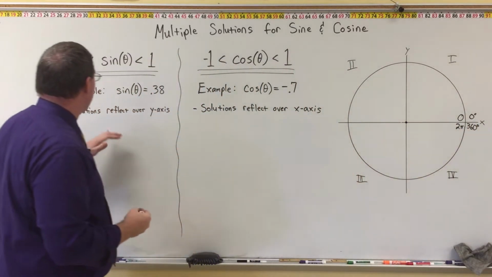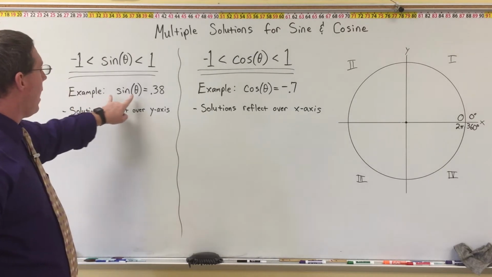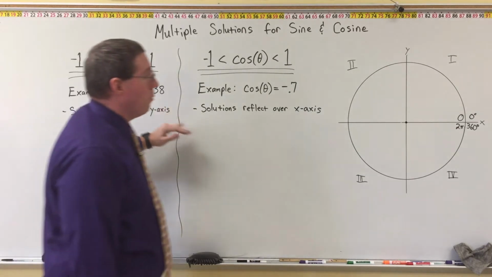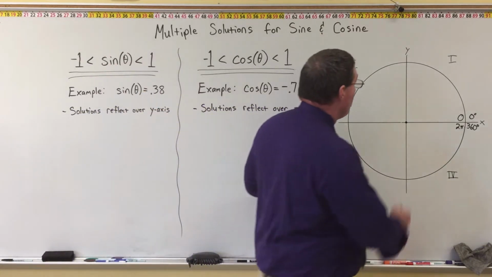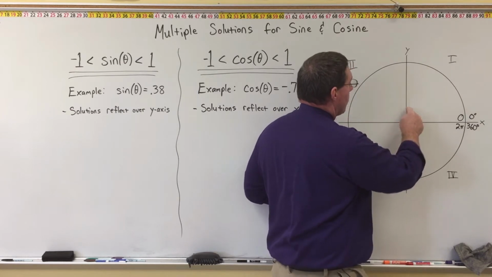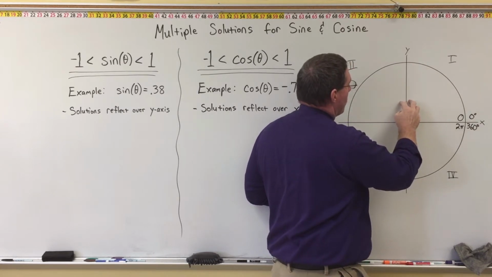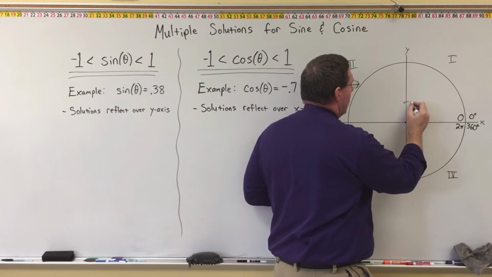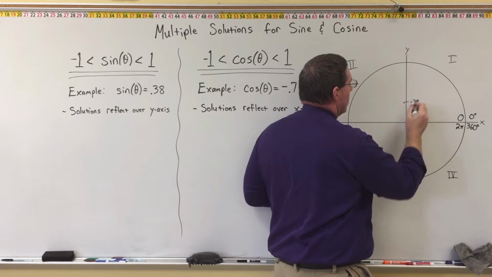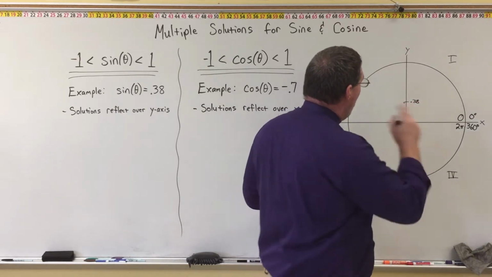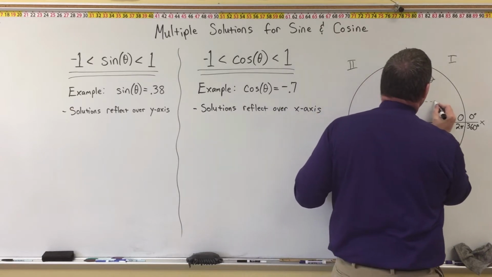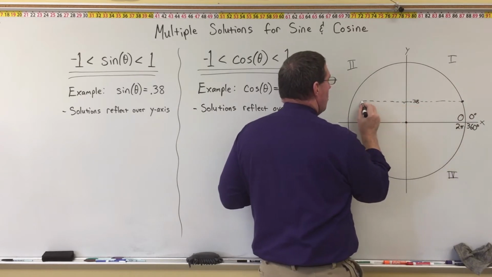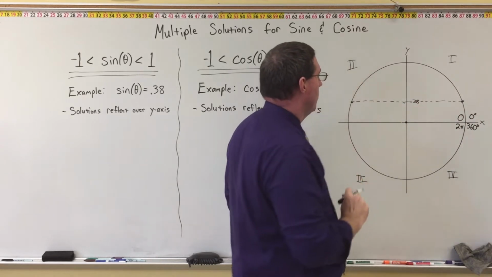So let's look at a quick example. Let's say we had sine of theta is equal to 0.38. Remember that sine is a y value, so we go to the y-axis, and if this is 0 and this is 1, 0.38 is probably somewhere around here. That is a y value of 0.38. Here's what I need to show you: on the unit circle, 0.38 exists in two places. It exists in the first quadrant, and it also exists in the second quadrant, okay?